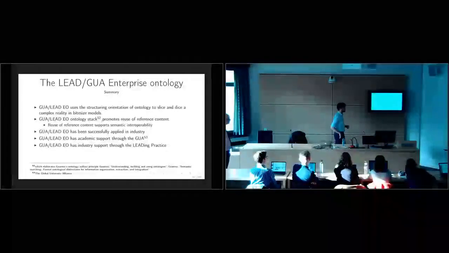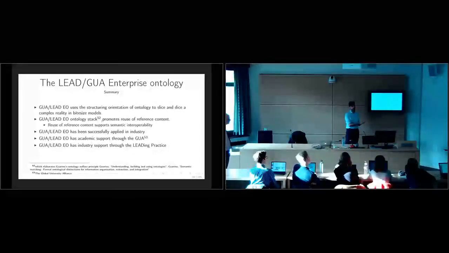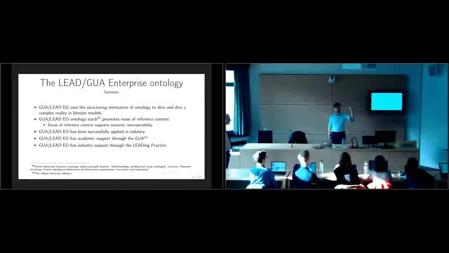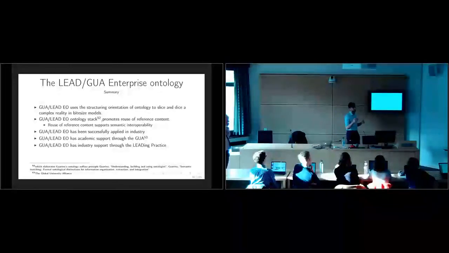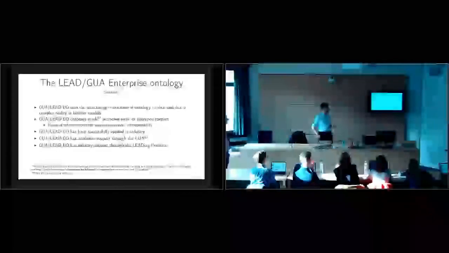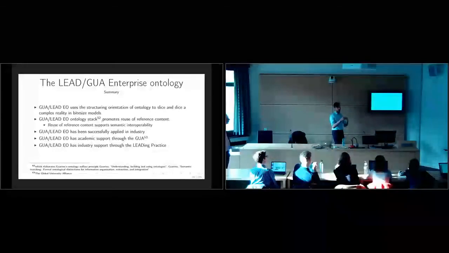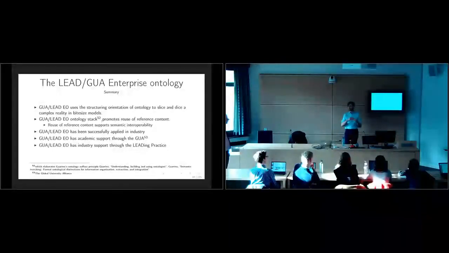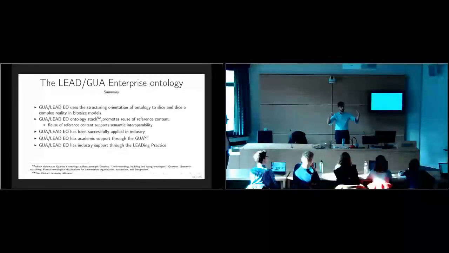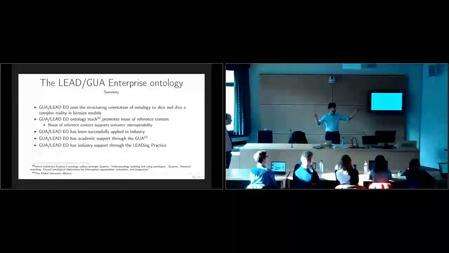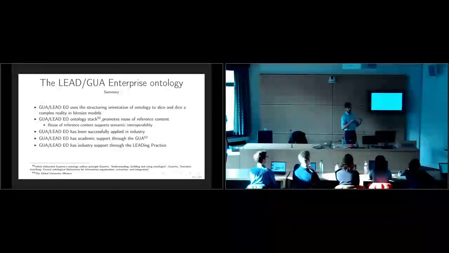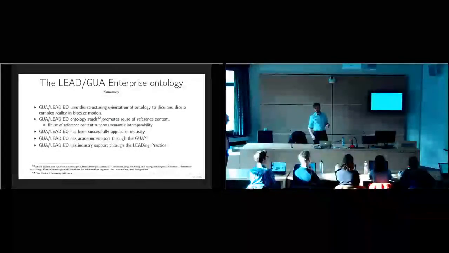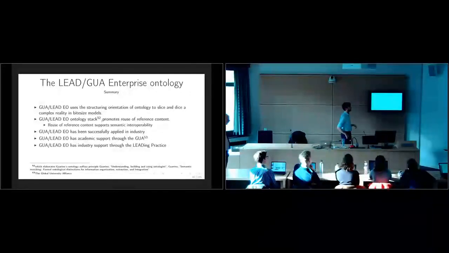So then the ontology stack itself promotes reuse of reference content. So what is in the core reference ontology should be reused and visible in the domain and task ontologies. What is in the domain and task ontologies should be represented in the application ontologies. When I build an application ontology and I see something is missing in a task or a domain ontology, I update the task and domain ontology, and communicate that to my peers, who can then learn from me. So this reuse and learning is actually the strength of the GUI and the LEAD approach.